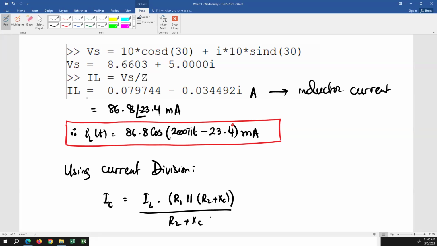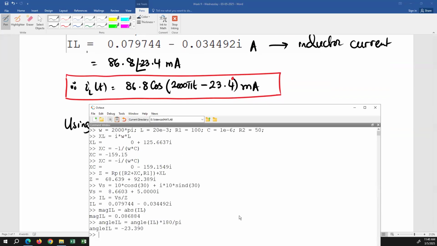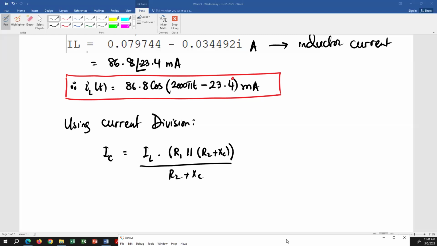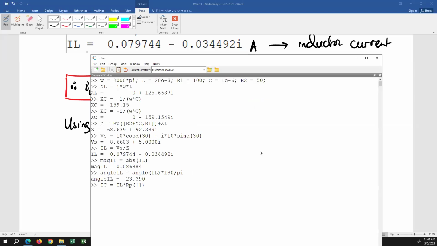So let's do this. So we find the current. Let's go ahead and do that. So my IC is equal to IL times the parallel combination of R1 and R2 plus XC, that's the parallel combination, divided by R2 plus XC. So IC is this.